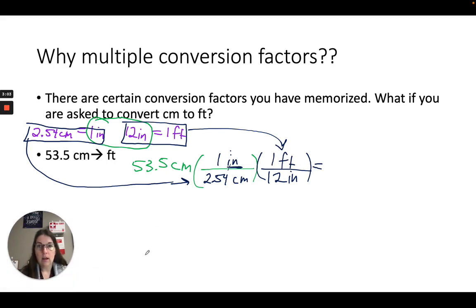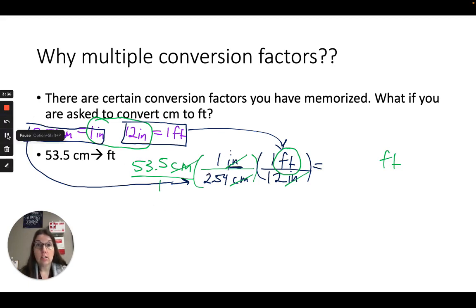And I need to now check that my units cancel. Any unit that's both on the top and on the bottom is going to cancel. So I've got centimeters here, centimeters there. They get to cancel. Goodbye. I've got inches here, inches there, they get to cancel. The only unit that doesn't cancel is feet, but that's good, right? Because I want that in my answer. Now the same rule applies as before. I'm going to multiply by every numerator and divide by every denominator.